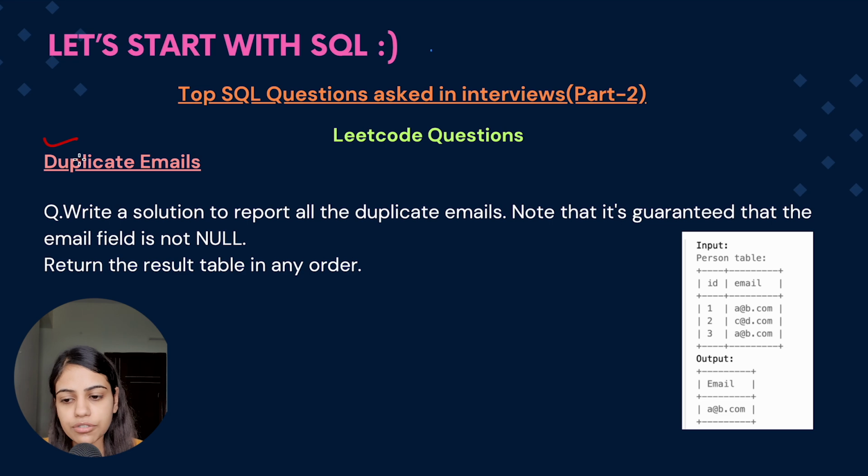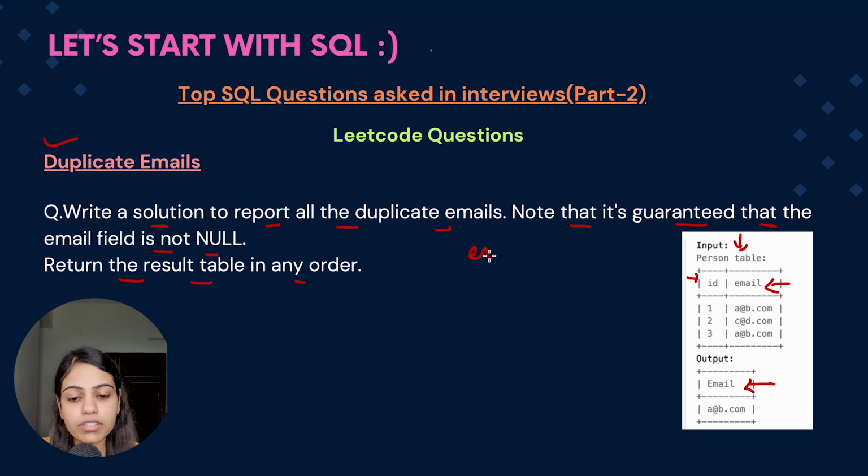So coming to the next question, that is duplicate emails. So this is the person table, which is having ID as well as email. In the output, we have to provide the email which is duplicated or which has more than one occurrence. So write a solution to report all the duplicate emails. Note that it's guaranteed that the email field is not null. So the email field would not have any null values. Now we have to return the result table in any order.